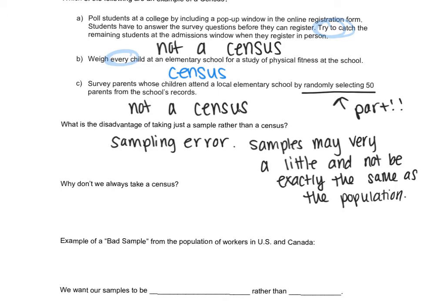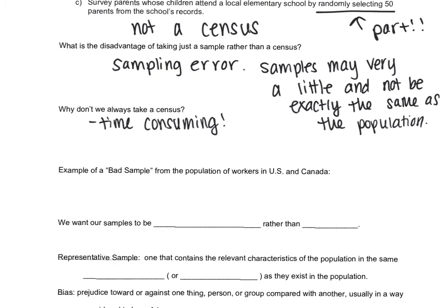Unfortunately, we can't always take a census for multiple reasons. First, it's extremely time consuming, right? Surveying every single person in the US is time consuming. Even every single person at Chabot. It can often be expensive. And then sometimes it's not even possible. An example of impossible could be crash testing cars. Can't crash test them all.